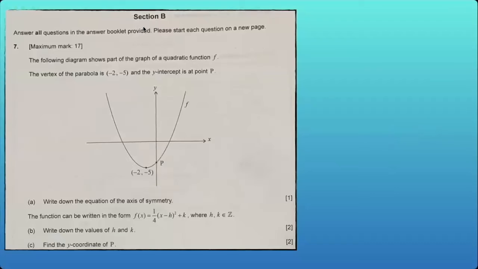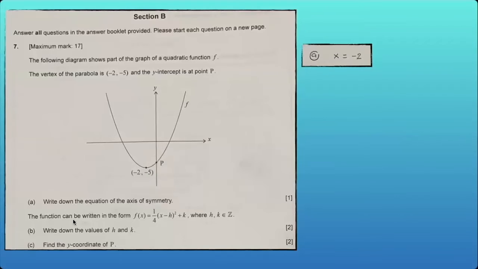Moving on to section B. The following diagram shows part of the graph of a quadratic function f. The vertex of the parabola is at the point negative 2, negative 5, and the y-intercept is at point P. Question A, write down the equation of the axis of symmetry. Now this is very straightforward. All we do is just imagine there's a line that passes through the vertex, and that line is x is equal to negative 2. Answer must be in terms of an equation.